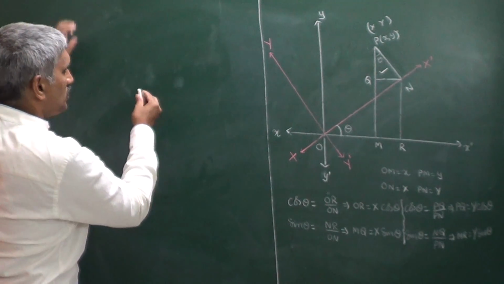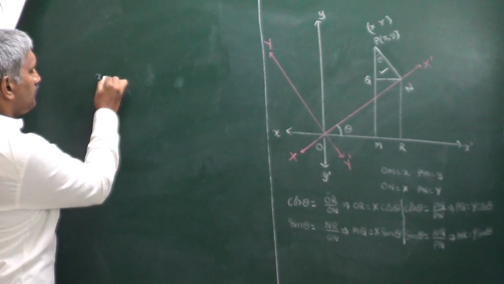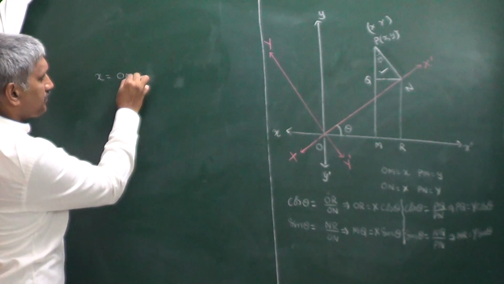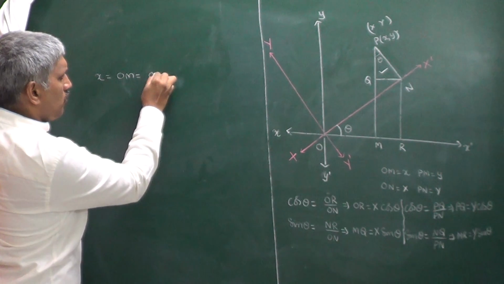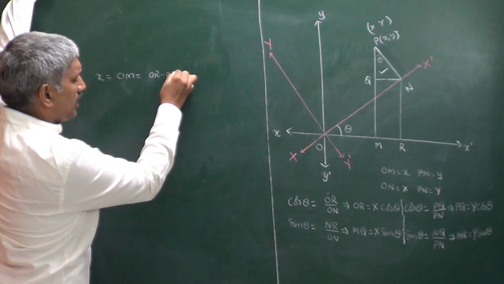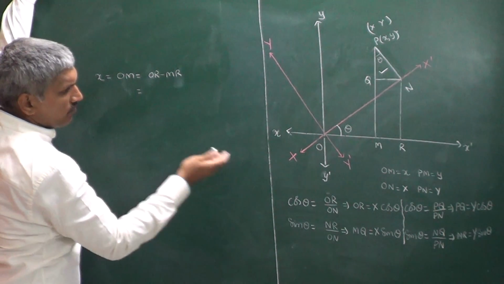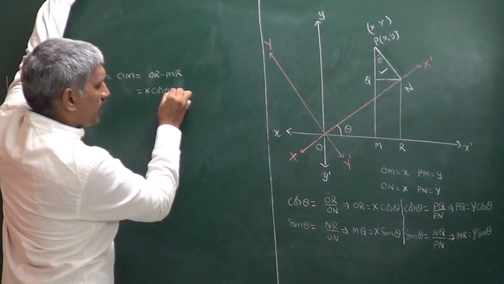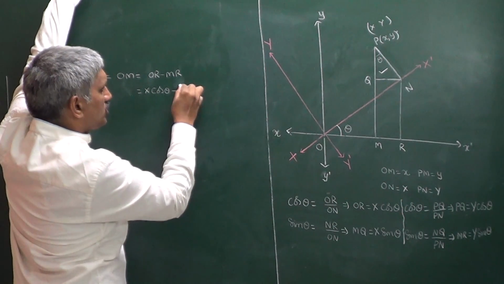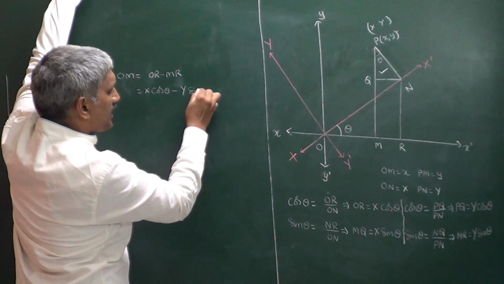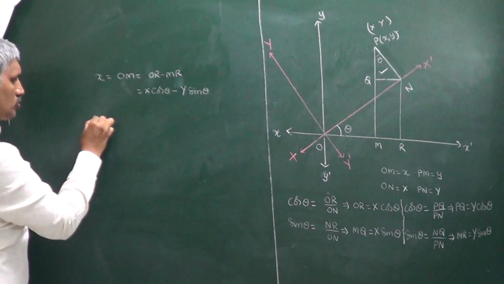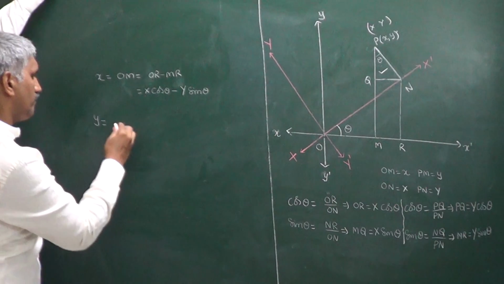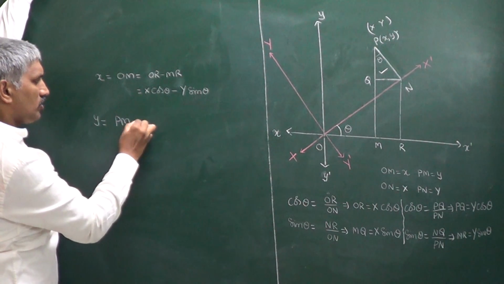Now we require the small x value first of all. What is small x? Small x is nothing but OM. OM is nothing but OR minus MR. Tell me, what is OR? OR information is already there, we have X cos theta. What about MR? MR information is also there, minus Y sin theta. Next, small y is equal to PM, from this diagram.